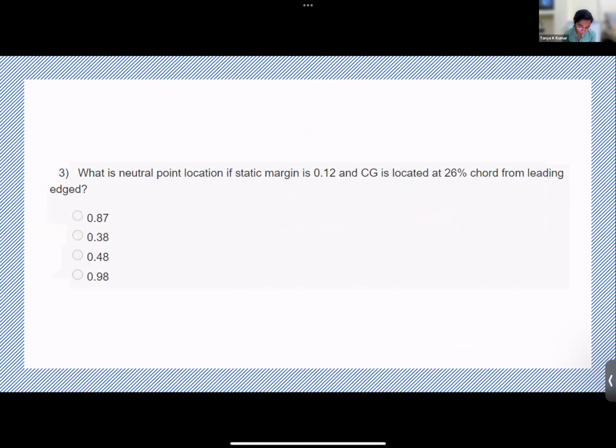What is the neutral point location if the static margin is 0.12 and the CG is located at 26% of the chord from the leading edge? Very simple. Everything is given to you directly. You just have to find out the neutral point location. Quickly, just do it.